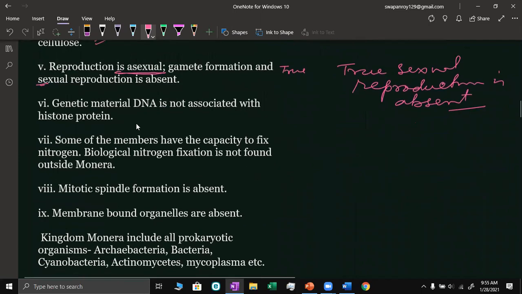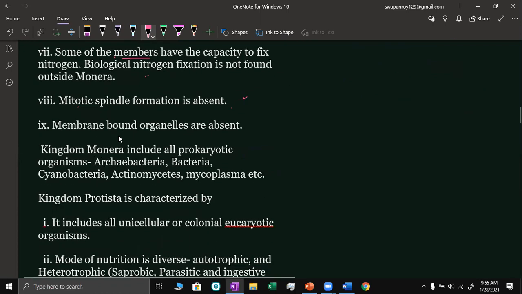Genetic material: these are all the other prokaryotic characteristics. In the prokaryotic cell, the genetic material DNA is not associated with histone protein, which is the characteristic of all eukaryotes. So here it is without histone, naked DNA, and there is no nuclear membrane. And some can fix nitrogen. Spindle formation does not take place during cell division, and membrane bound organelles are absent.